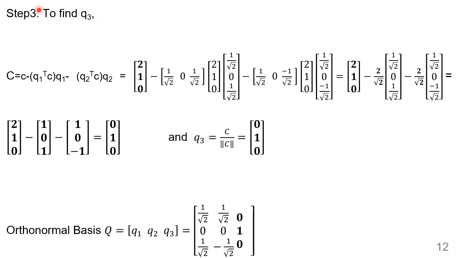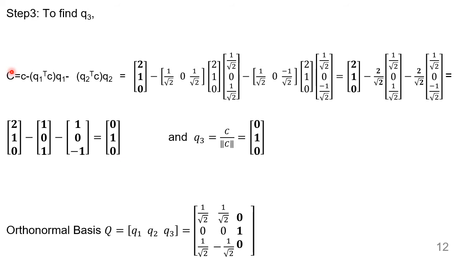Next step is to find Q3. In order to find Q3, which is orthogonal to Q2 and Q1, we need to find the component vector C. C is given by C minus Q1 transpose C, Q1, minus Q2 transpose C, Q2. When I substitute the value of C, that is 2, 1, 0, minus Q1 transpose C into Q1, minus Q2 transpose C multiplied by Q2, that will give me the resultant vector as 0, 1, 0.